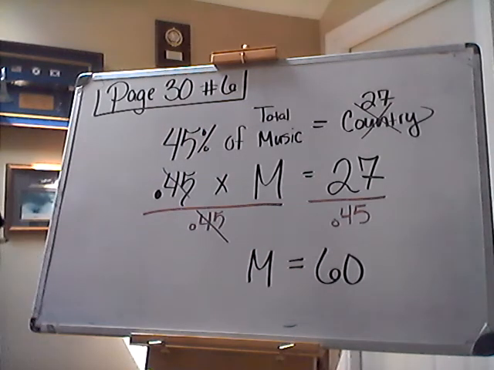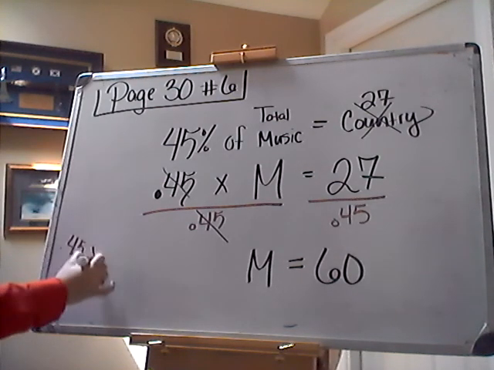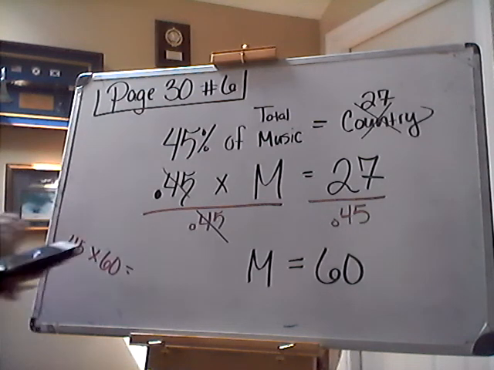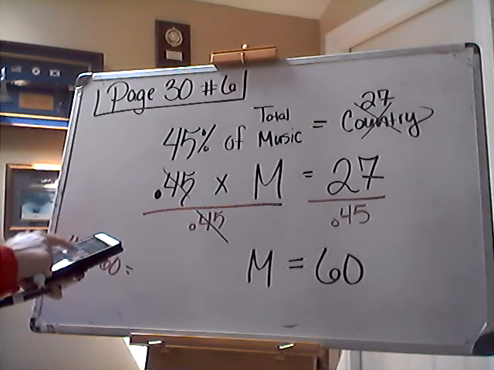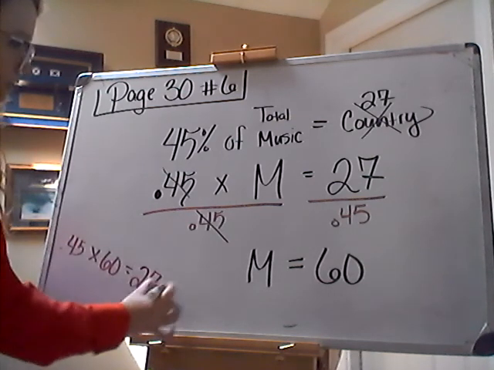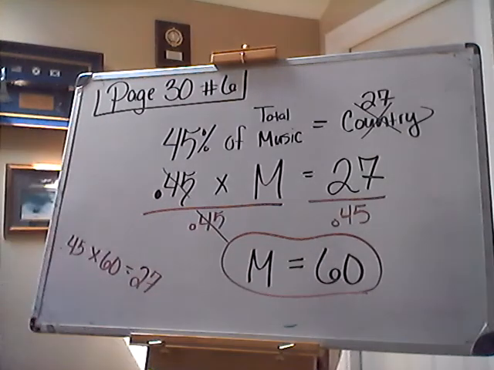Now remember, it's always good to check your answer. 45% of 60 should be equal to 27. Let's see. 0.45 times 60 equals 27. So the check is good. This is the answer. 60 songs. 60 total songs.